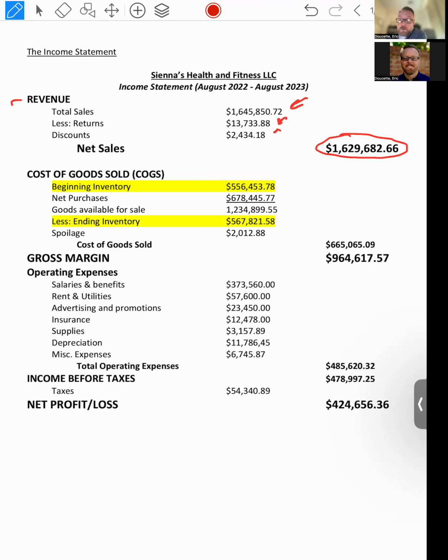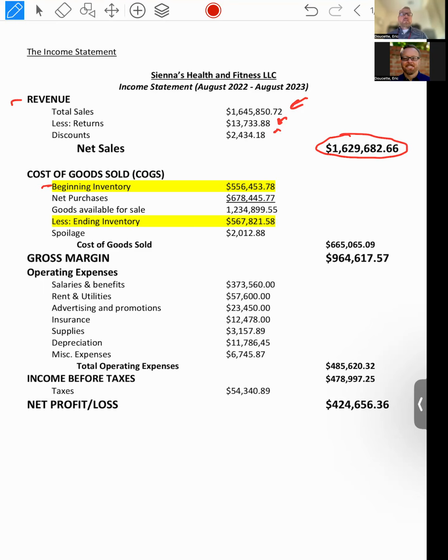Now you have to figure out, well, how much did it cost me to make that money? And that's what we call cost of goods sold. That's the materials that went in to making the products. So here you have your inventory, which is the material that you bought or the items that you bought. In her case, she bought stuff from other wholesalers. And then she already had some in stock. She had 556,000 in stock on August 22. Then she purchased over the next year another 678,000 worth of goods to sell.